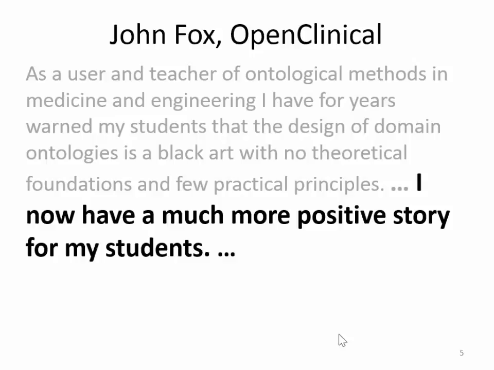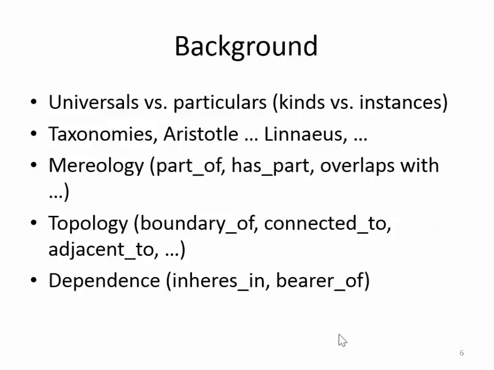Now, having said all of that, I'm going to say something which will be the nearest that we get in this tutorial to what we might think of as philosophical rocket science. So BFO has a certain background. The background starts with the distinction between universals and particulars, as we say, and that is also describable by using the terms kind and instance.